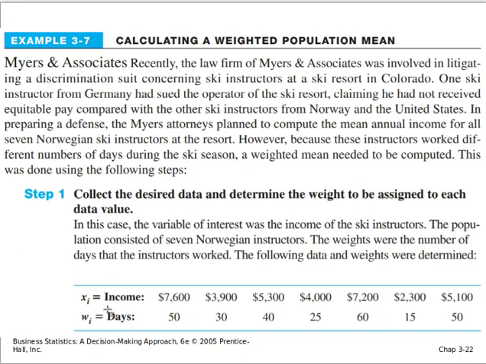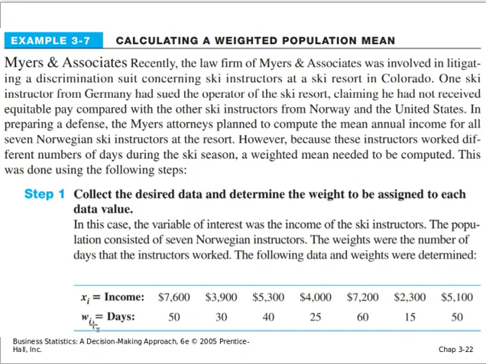For income, X sub I: $7,600, $3,900, $5,300, $4,000, $7,200, $2,300, and $5,100.